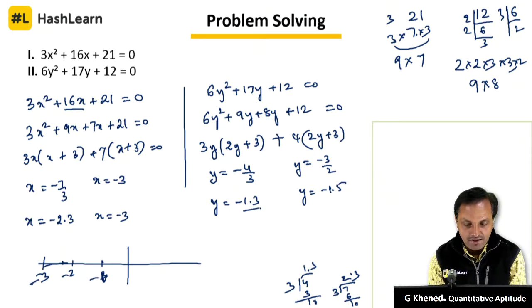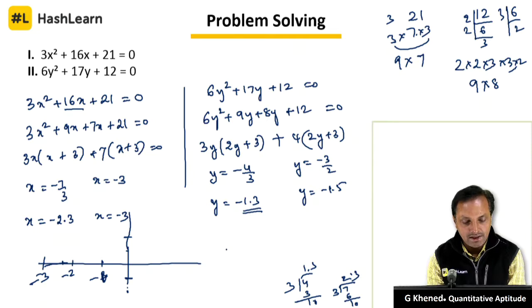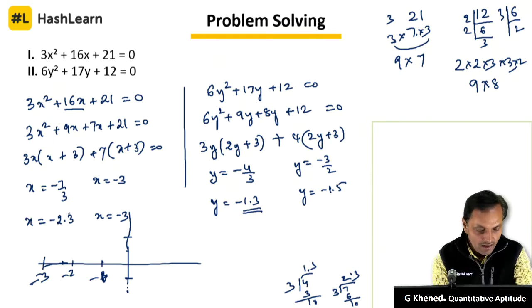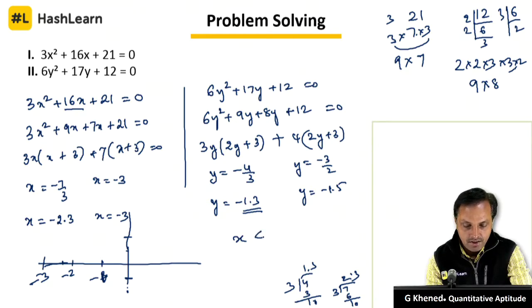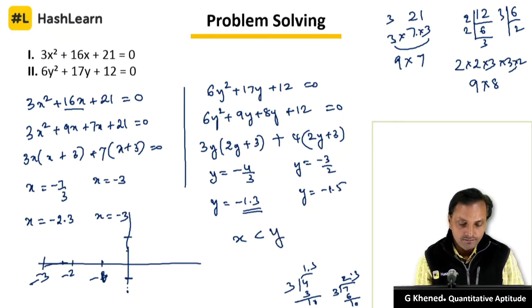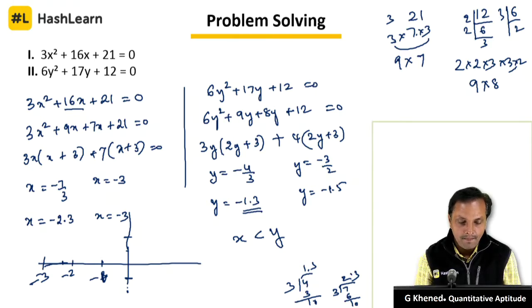Okay. Similarly minus 1.5 will be somewhere here, and minus 1.3 will be somewhere here. So with this you can observe clearly that who is smaller, you know that minus 2.3 minus 3, the value of x is smaller than the value of y, because when you have the negative values, what happens, larger the negative number will be smaller.